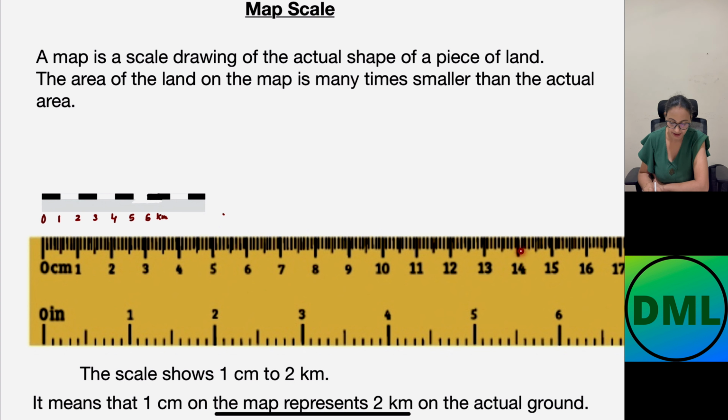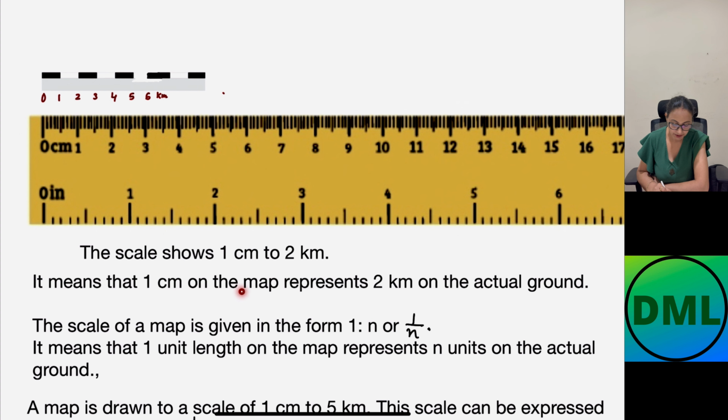Let's see that we have a scale here. This is your 1 centimeter. As you can see from here, this is the kilometers we have. 1 centimeter represents 2 kilometers. Here, the scale shows 1 centimeter to 2 kilometers. It means that 1 centimeter on the map represents 2 kilometers on the actual ground. The scale of a map is given in the form of 1:n or 1/n. This is the same thing. We usually write the ratio in the form of 1:n. It means that 1 unit length on the map represents n units on the actual ground.